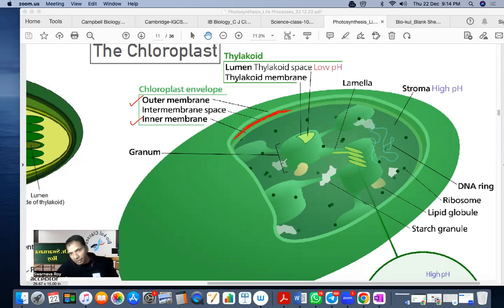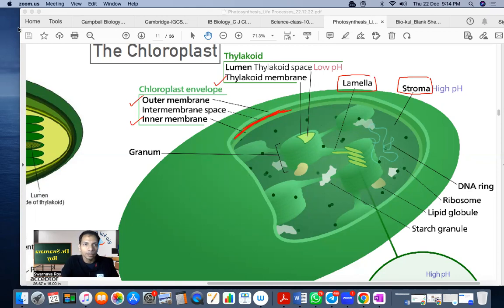All right. We have these stacks of thylakoids known as the granum, and more than one granum is called the grana. Granum, plural is grana, connected by the lamella or stroma lamella. And you see this aqueous thing outside, this matrix or background, is called the stroma. All these membranes are floating in the stroma.